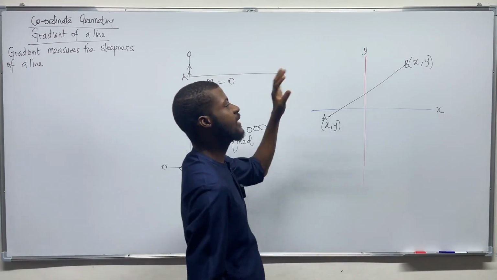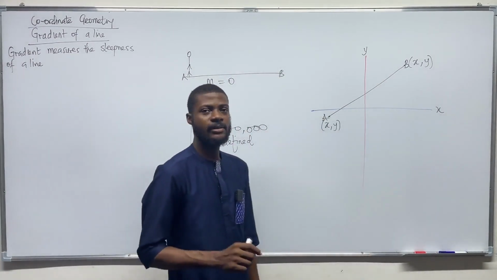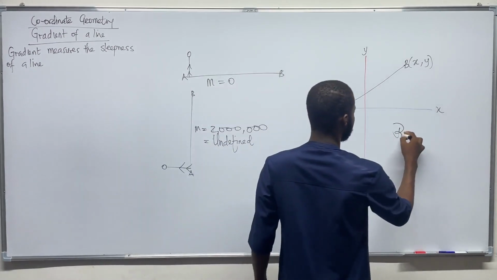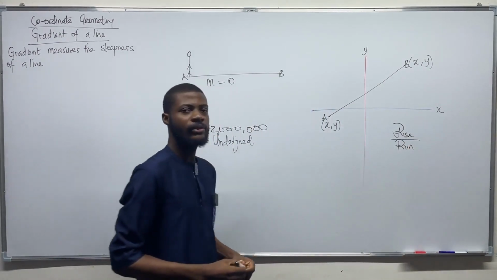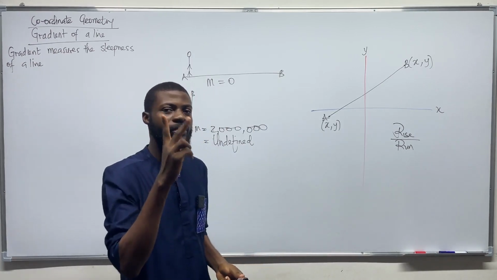Now, what if the line is neither horizontal nor vertical? What do we then do? Please take note that gradient is a function of two things. It is a function of rise and run. Now, take note, anytime you take a movement, anytime you take a leap, two things are going to change.